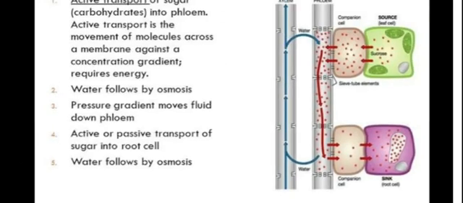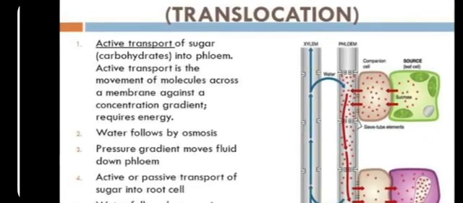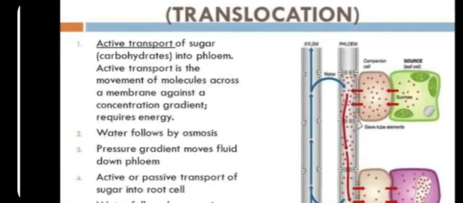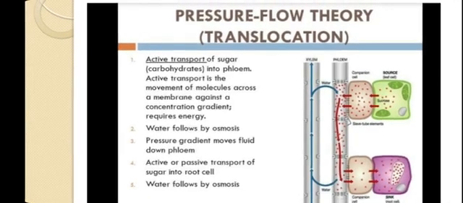So this is how the mass flow hypothesis works. Mass means something in large amount, that we call mass flow. So sucrose and water in large amount is creating a pressure, and it is going downwards. Okay, so that's why it is called mass flow hypothesis. I think it is clear now.